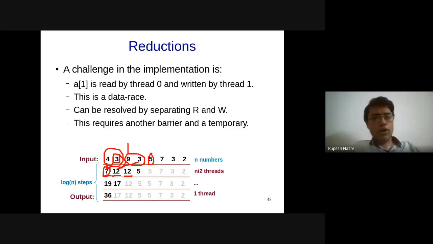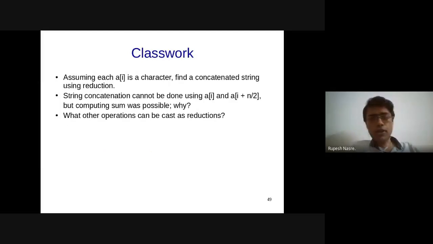All righty. So let's come to what Rigved had suggested about merging strings. He said that it is a concatenation of strings, and it can be implemented using a reduction. It is an associative operation, but not commutative. So I would like you to think about each a of i as a character. We are not even talking about substrings. We are just talking about a single character.